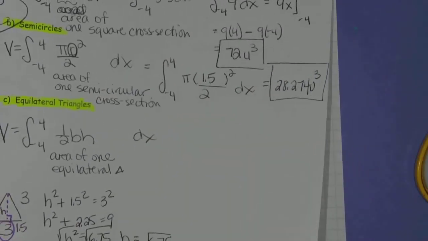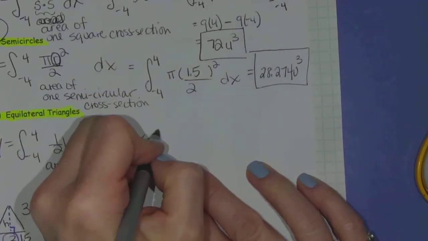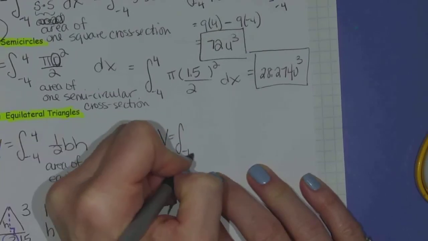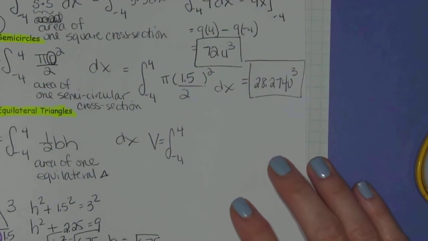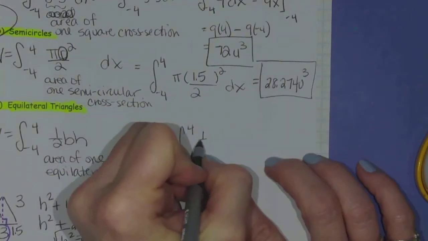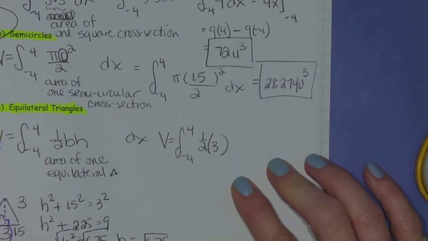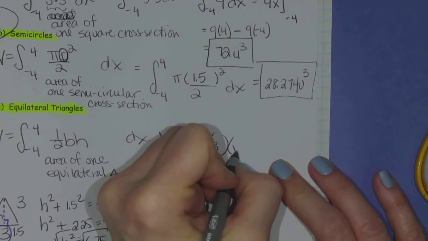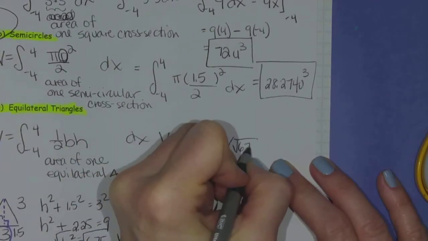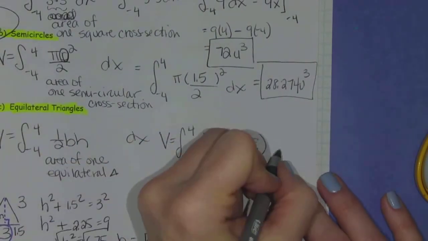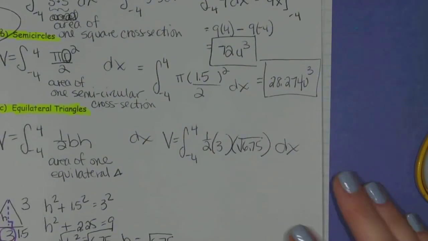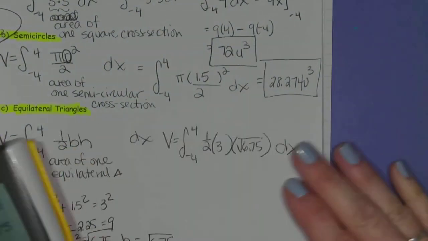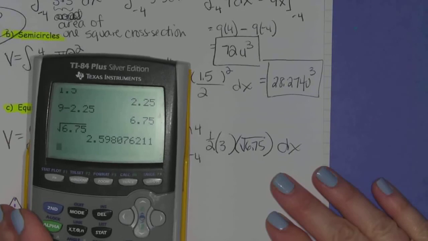So here we go back to the formula. My final answer is going to come from the definite integral from -4 to 4 of 1/2 times 3, which is my base of my cross section, and then my height of the square root of 6.75 dx. And again, for time's sake, I'm going to go ahead and pop that into my TI.